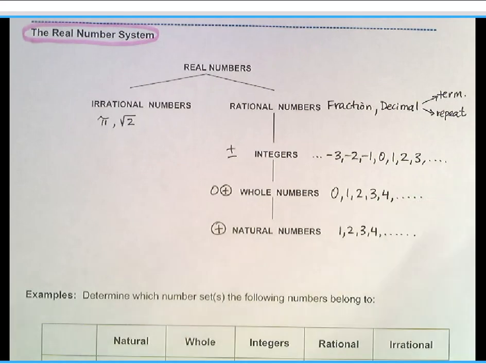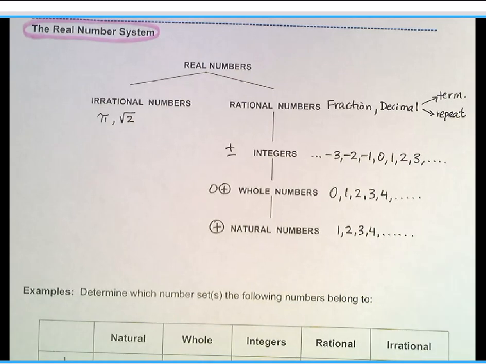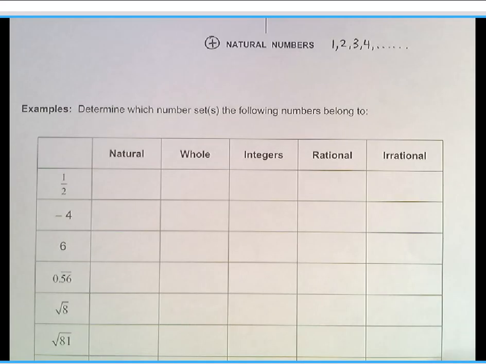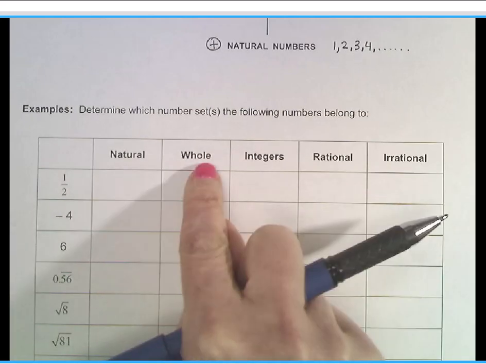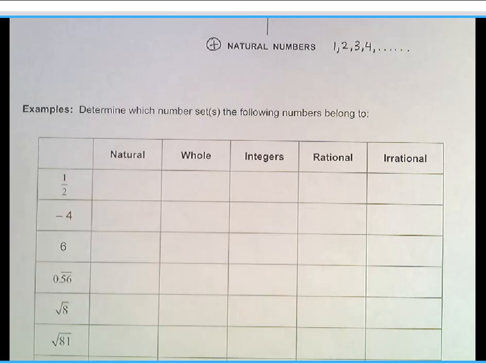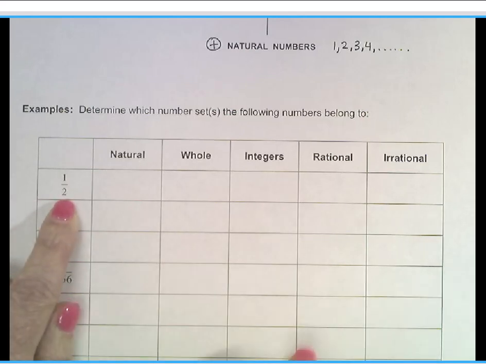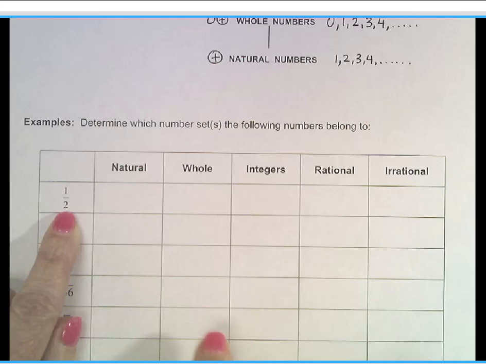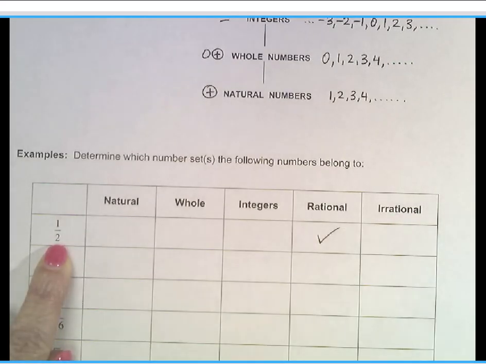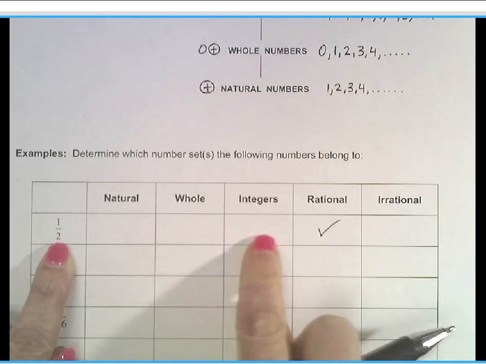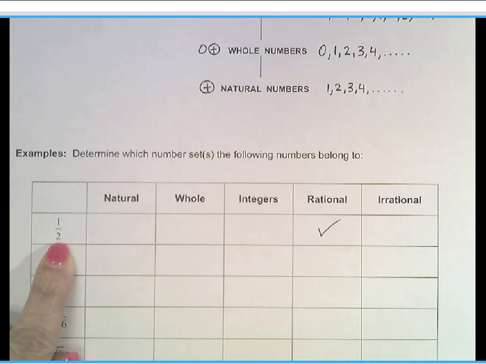For the rest of this video, we're going to fill out a chart and decide what number sets these numbers belong to. I've got them in order: natural, whole, integer, rational, irrational. It's a given that these are all real numbers, so I'm not going to mark that. Let's start with 1/2. Is 1/2 a natural number? No, 1/2 is a fraction, and fractions don't start until we get to rational numbers. So the first number set this fraction belongs to is the rationals. It's not natural, whole, or an integer, it's just rational, but not irrational. You can only have a check in one of these two boxes at the end.